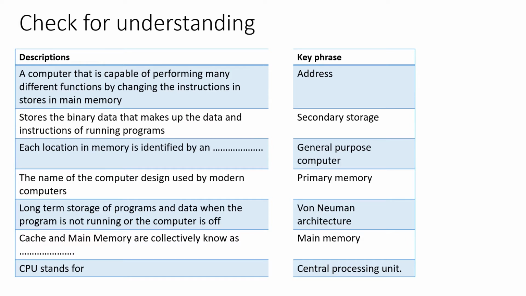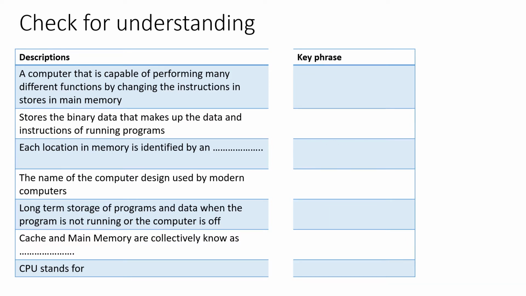And now let's go through the answers. So a computer that is capable of performing many different functions by changing the instructions it stores in main memory is a general purpose computer, which most modern computers are now based on. Stores the binary data that makes up the data and instructions of running programs. That's main memory, and the key part there is that it's in the running programs. If they're closed programs, they're stored in secondary storage or they're not running. Each location in memory is identified by an address, which was the numbers that we saw.